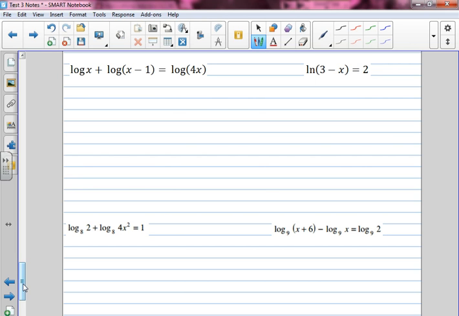All right, now I'm doing this example. This one says the natural log of 3 minus x equals 2. Now, I don't have any multiple logarithms and I don't have logarithms on both sides. So I'm on to the step where it says turn it into an exponential. Now, natural log has an understood base of e. So I have to write that in. And then I do my cycle. e to the 2nd power equals 3 minus x.